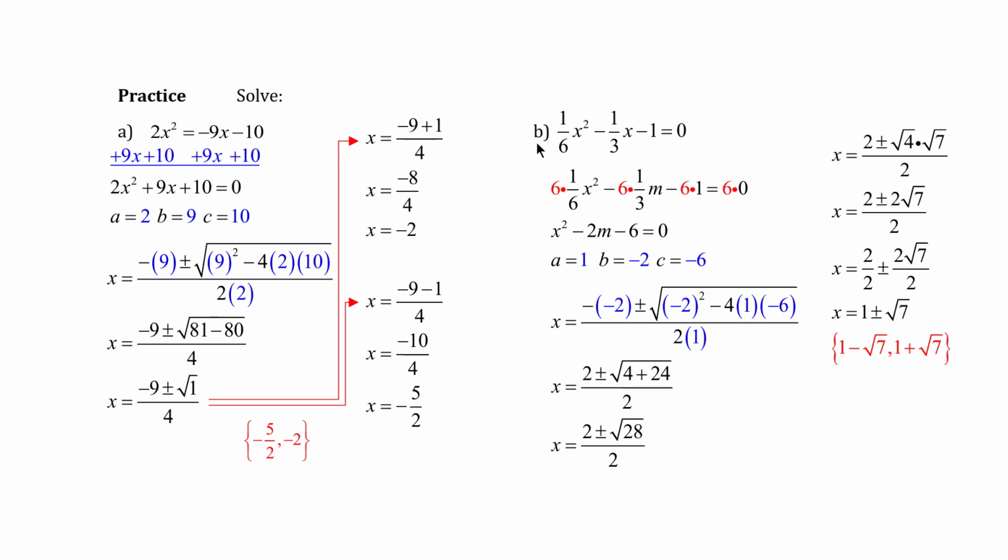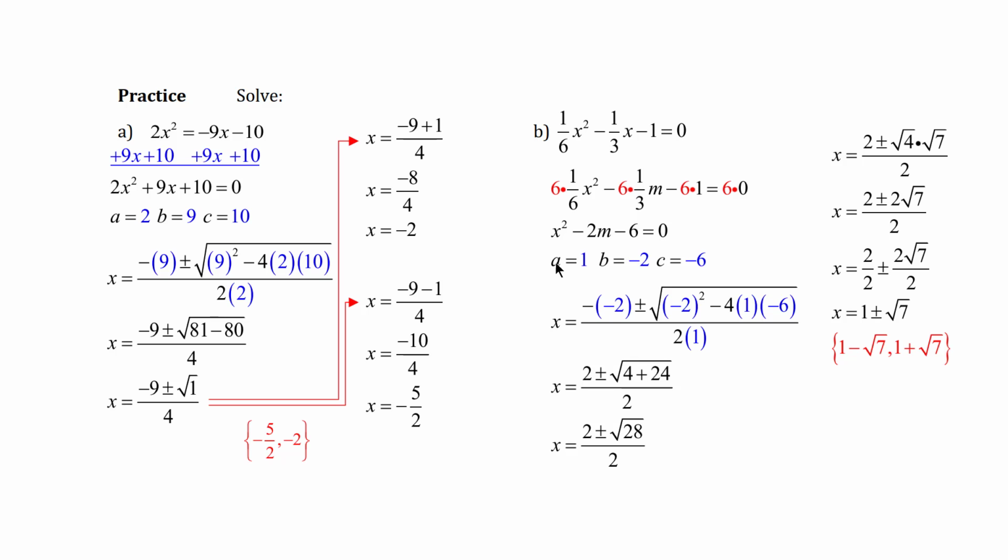Moving on to part B, we first get rid of all the fractions by multiplying by the LCD of 6. Multiplying the first term by 6, the 6's cancel out, and then we have 1 times x squared, which is x squared. Multiplying the second term by 6, negative 6 divided by 3 is 2, and then we have negative 2 times x, which is negative 2x. Multiplying the third term by 6, we have negative 6 times 1 is negative 6, and then the last term, 6 times 0 is just 0. So the result is x squared minus 2x minus 6 equals 0.